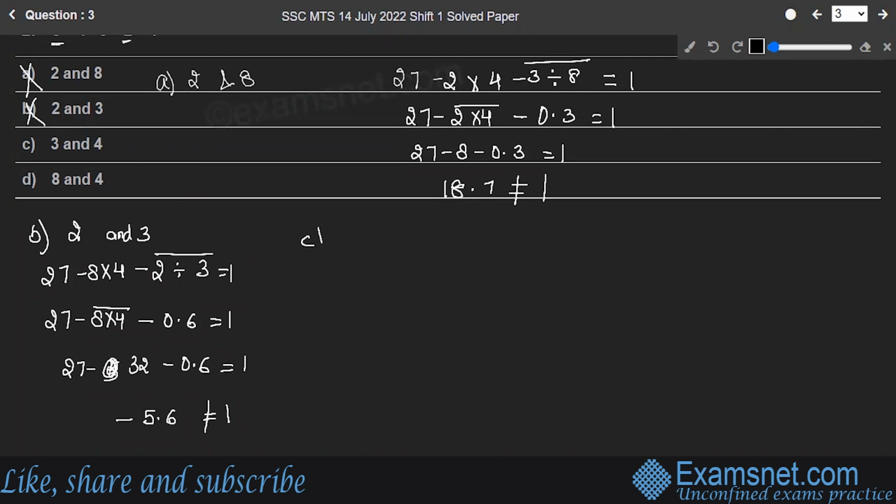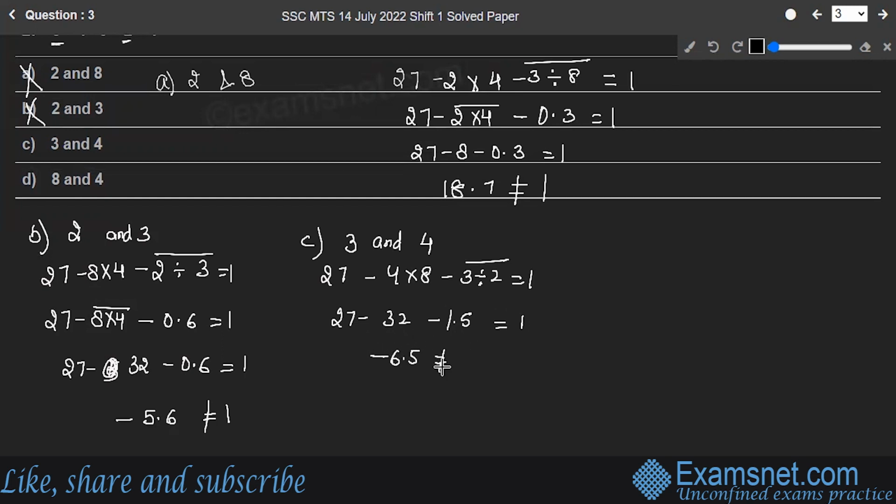Let's go with C. In C, 3 and 4 have to be interchanged. So after interchanging, this whole equation becomes 27 minus 4 multiply 8 minus 3 divided by 2 should be equal to 1. First of all, you'll be dividing: 27 minus 32 minus 1.5 should be equal to 1. So next, you have to do all the calculations. 27 minus 32 minus 1.5 will give you minus 6.5, which of course is not equal to 1. So this is incorrect.